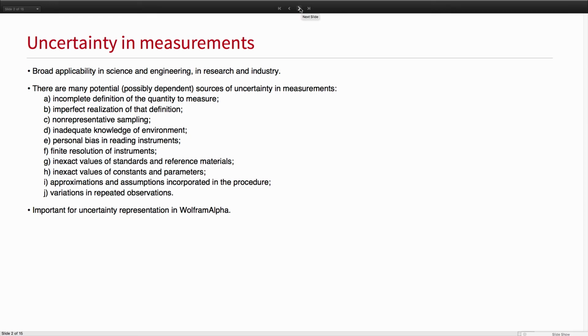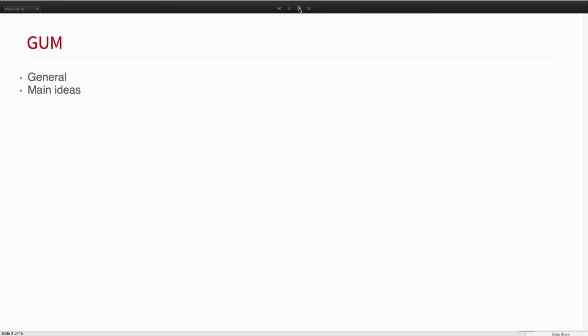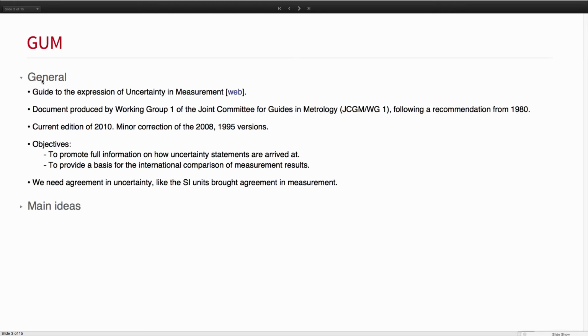So historically, there has always been a variety of methods to deal with uncertainty. And fortunately, in the last few decades, there has been an effort to organize the various methods, and the various organizations of measurements of different countries have agreed on a document which is now very famous, called the GUM document. This is an abbreviation for Guide to the Expression of Uncertainty in Measurement. So our objective here is to do something which complies perfectly to what this document says.